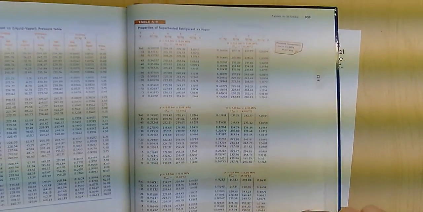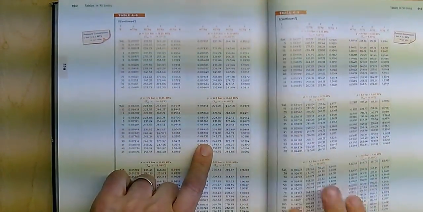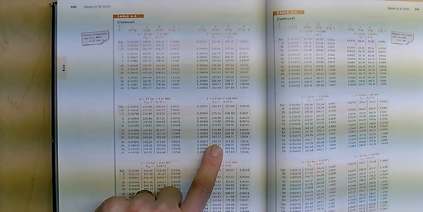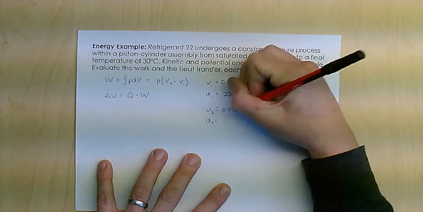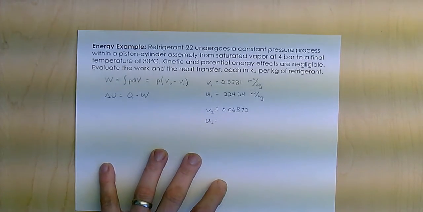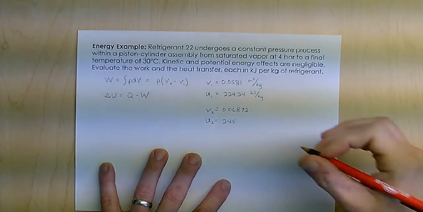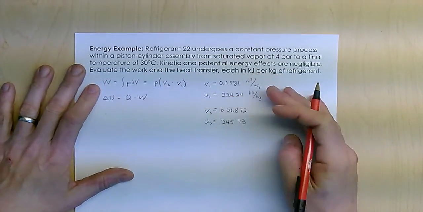So I go to the superheated tables. I need to go to the 4 bar table, which is right here, and I see at 30 degrees my volume is 0.06872, and my energy is 245.73. So I'll jot those two down. So that's V2 equals 0.06872, same units as before, and U2 equals 245.73 kilojoules per kilogram.